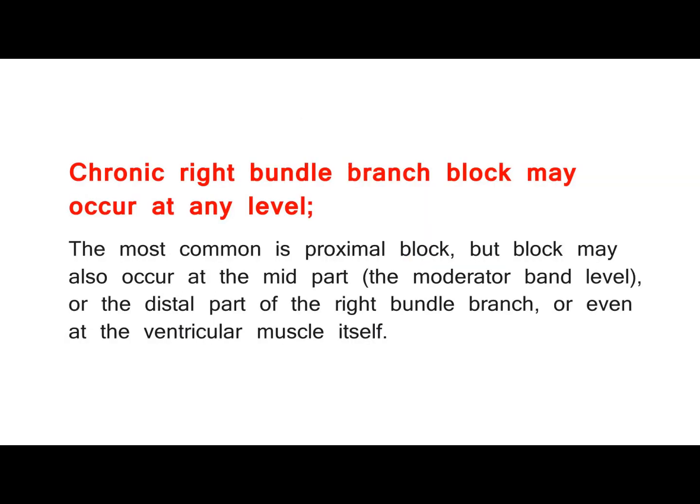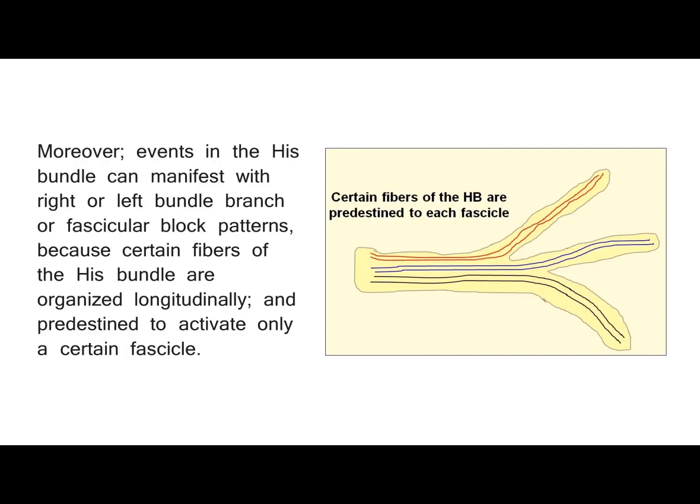Chronic right bundle branch block may occur at any level. The most common is proximal block, but block may also occur at the mid part, the moderator band level, or the distal part of the right bundle branch, or even at the ventricular muscle itself. Moreover, events in the His bundle can manifest with right or left bundle branch or fascicular block patterns, because certain fibers of the His bundle are organized longitudinally, and predestined to activate only a certain fascicle.